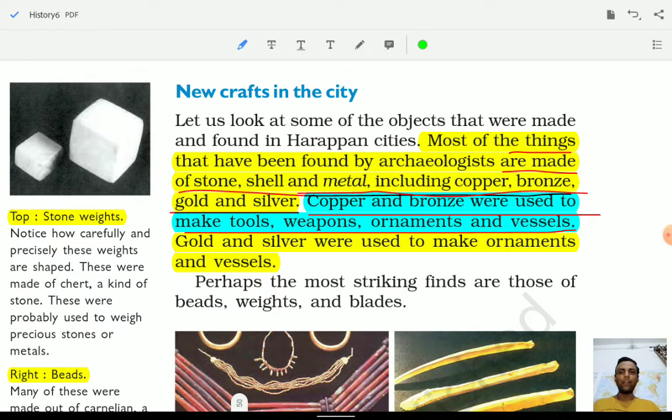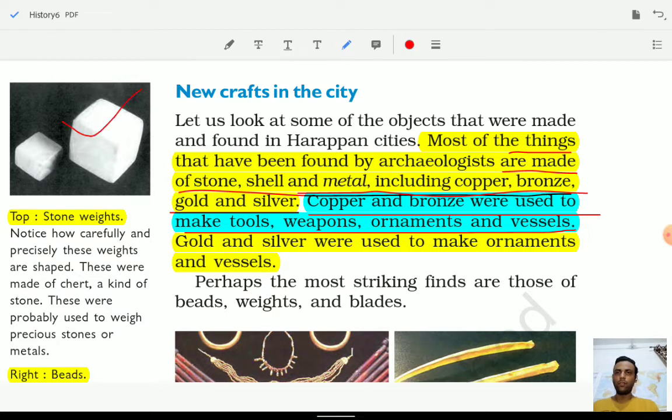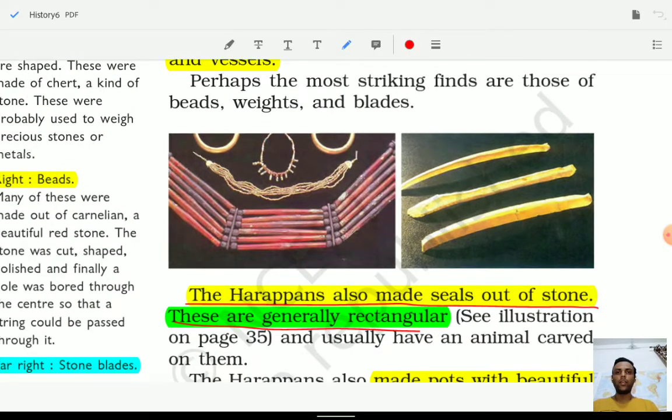So look at the left hand side, which I have marked in yellow. These are the stone weights. Look at the image, they were probably square shaped, and different types of weights were there, smaller, bigger ones. And here you will see these were the beads. These were for the purpose of aesthetics, probably worn by women, men, or kids, and these were the tools. And look here.